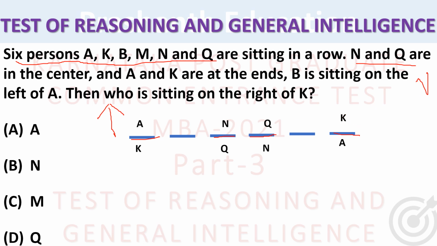So if that is the possibility, A will sit here. To the left of A, B will sit. Now who is sitting on the right of K? If A is sitting here, obviously K will be sitting here. So right of K will be this side. We know that N and Q are in the middle. They won't interchange with the ends. They can change only in the center. So the only possibility which is left is M. So K to the right will be M. So the correct answer is M.